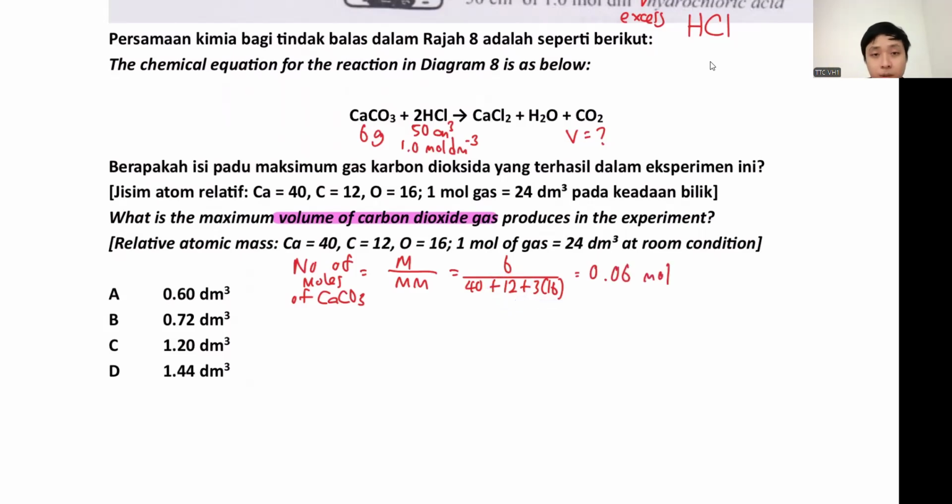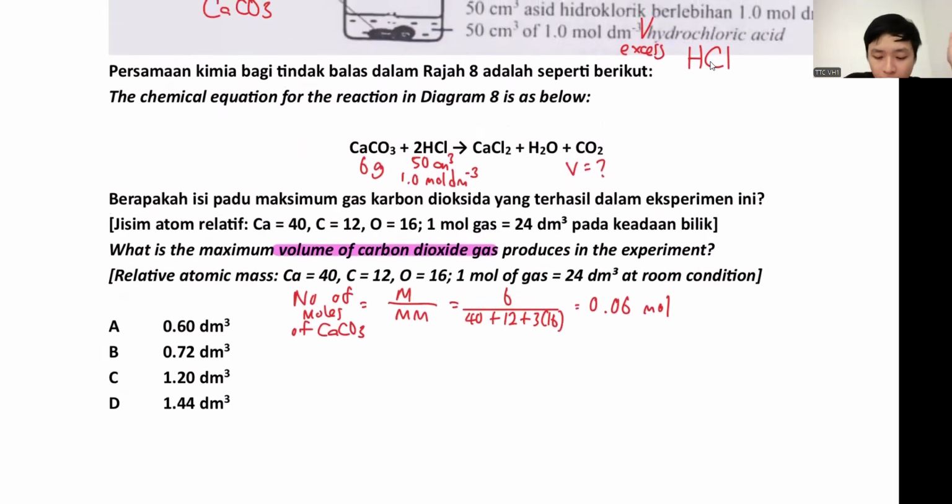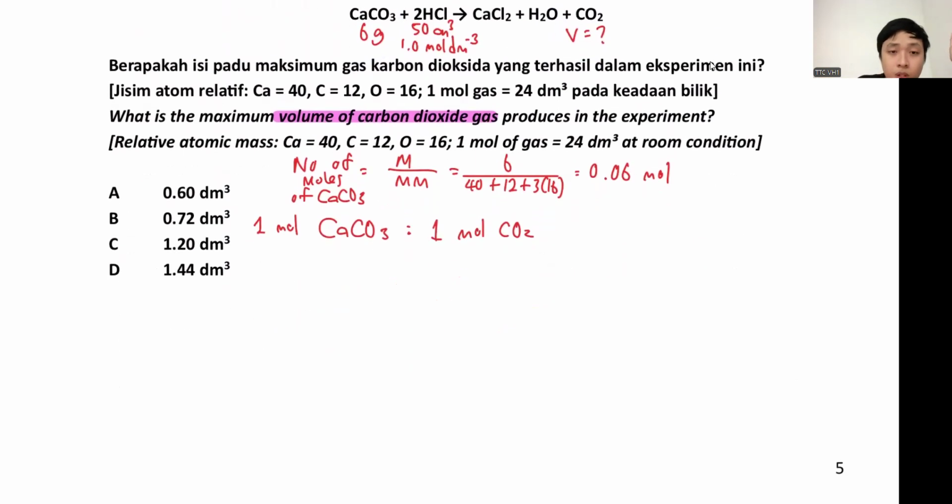Then the ratio from calcium carbonate towards carbon dioxide is 1 mole to 1 mole. So 1 mole of calcium carbonate to 1 mole of CO2. That's why if you got 0.06, you also get 0.06.